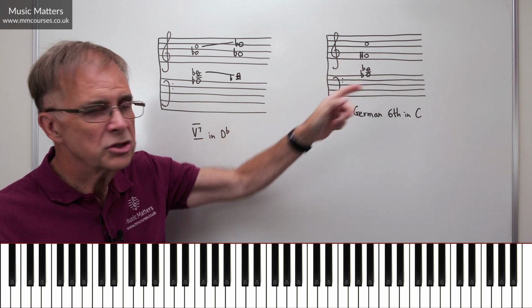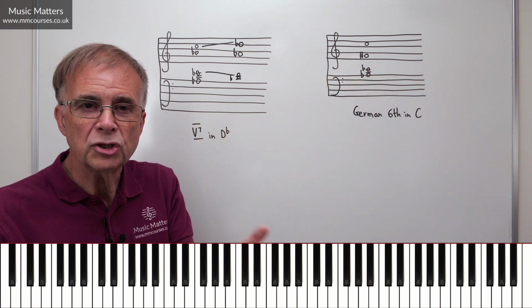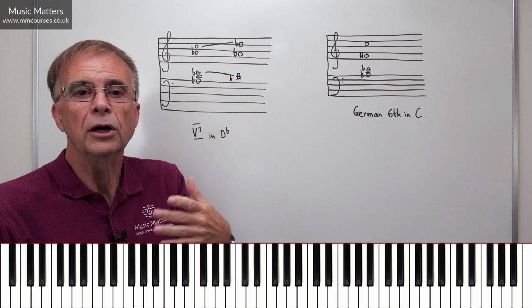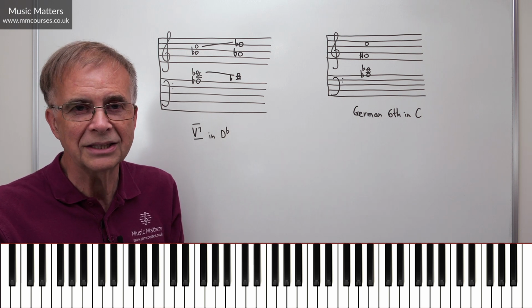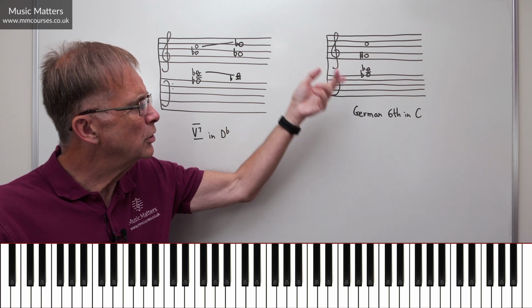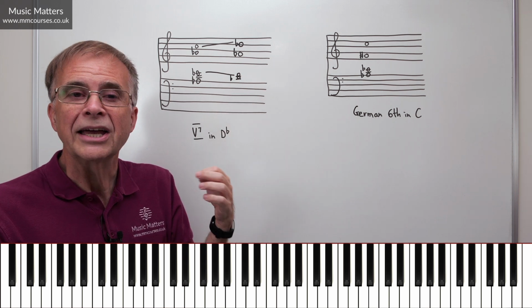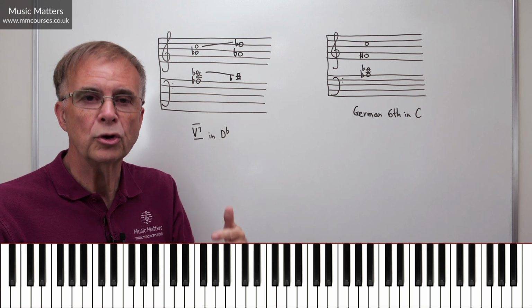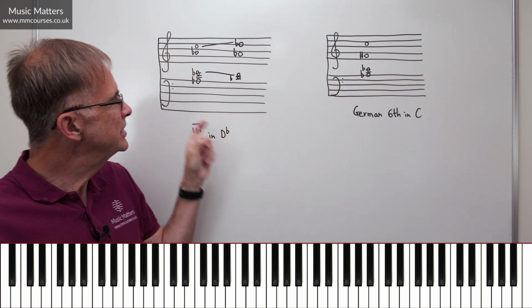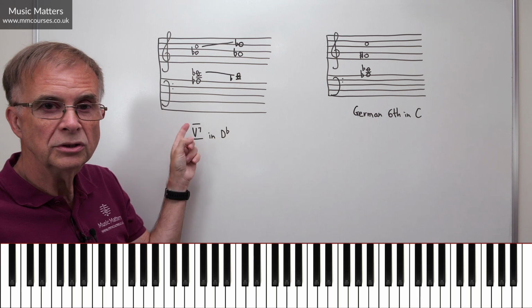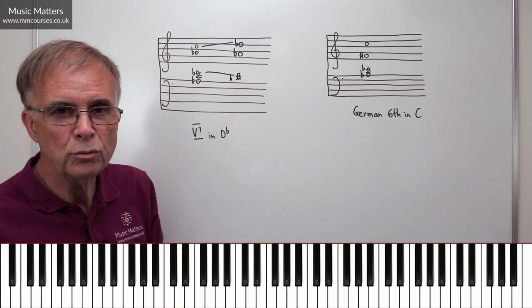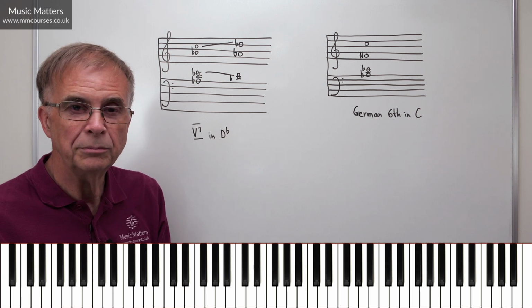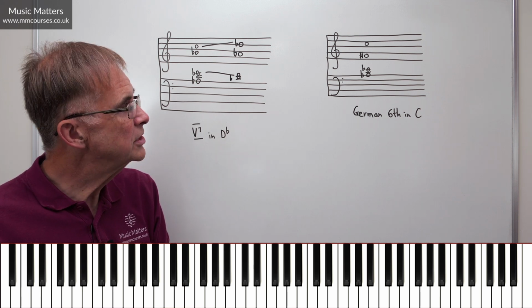In other words, they're notes that don't belong to the scale of C major. Nevertheless, they belong to a chord that functions in the key of C major. So it's going on to a chord that belongs to the key of C major, even though it's got notes in it that don't belong. And that's why we call it a chromatic chord. This is a diatonic chord because it's in the key of D flat major. This is a chromatic chord in the key of C major using notes in this case that don't belong to C major.